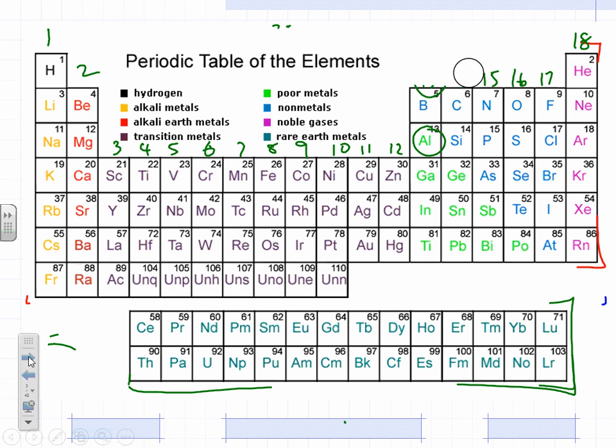You should view these numbers as 13, but really it means 1p electron. 14, but really it means 2p electrons. 15, 3p electrons. Group 16 is 4p electrons. Actually, my mistake. Group 17 is 5p electrons, and group 18 is 6p electrons.